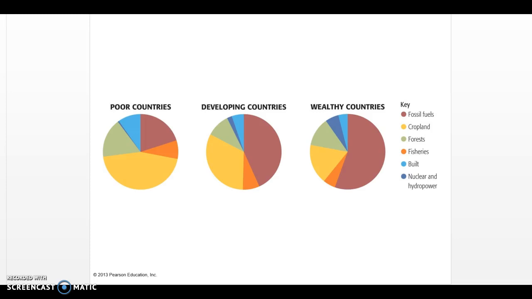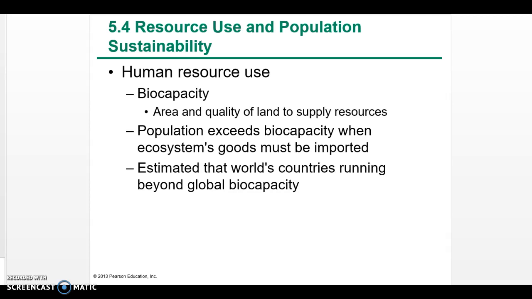We ended part 2 talking about the footprint of wealthy countries versus developed countries, and how as you transition from a poor country to a wealthy country, you can see that fossil fuels become one of the larger increases. And you can see that this is a big problem because we put more stress on natural resources as we become more wealthy as a country or as a nation.